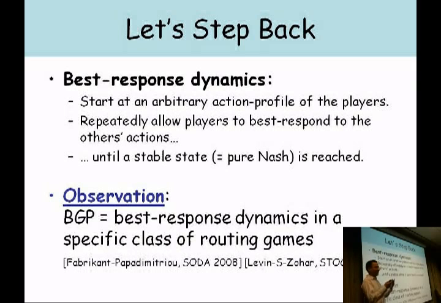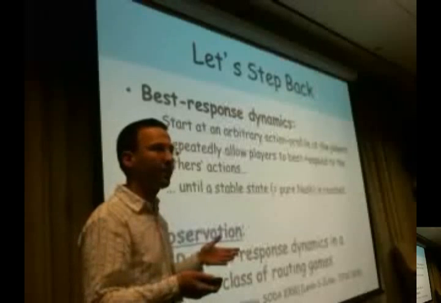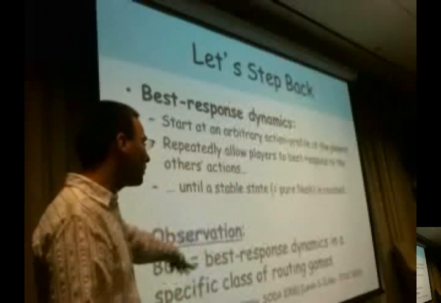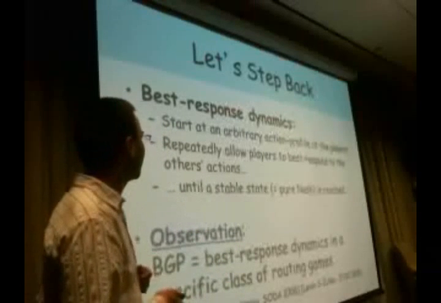And the reason is, what does every router do? It looks at its neighbors, selects the best route it can at the moment. Then when it activates again, it does the same thing. So best response dynamics in computer science terms captures greedy behavior, essentially. And this intuition was made formal in two different papers.